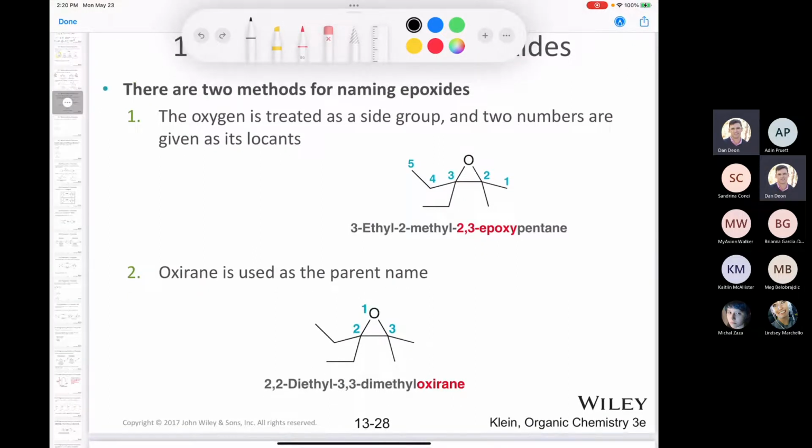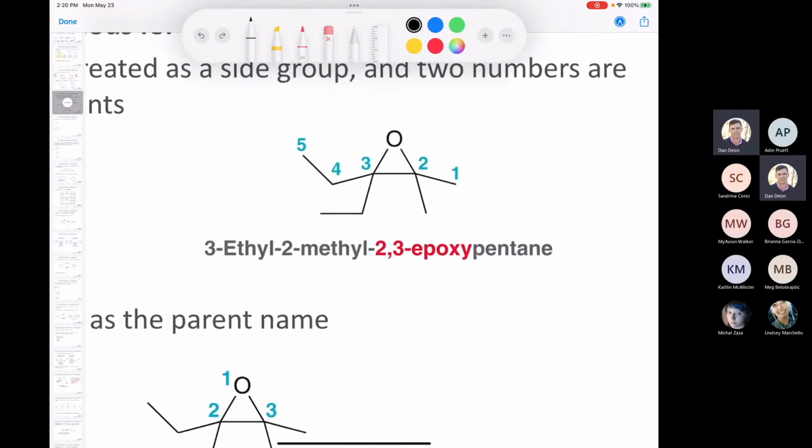It says there's 2 methods. The first one is that you treat the oxygen like a side group, and you use 2 numbers for its locants. So in this example here, you've got 3-ethyl-2-methyl-2,3-epoxypentane. So in here, of course, they're treating it as an epoxide. They find the longest carbon chain, 1, 2, 3, 4, 5, and they say, okay, well, this group coming up here to the oxygen and coming down, this is a 2,3-epoxy. And the other groups are just a methyl and an ethyl.